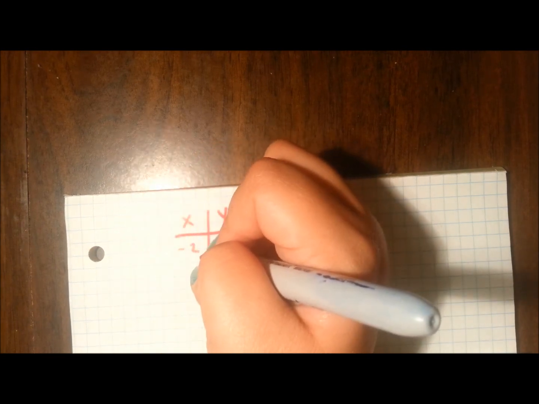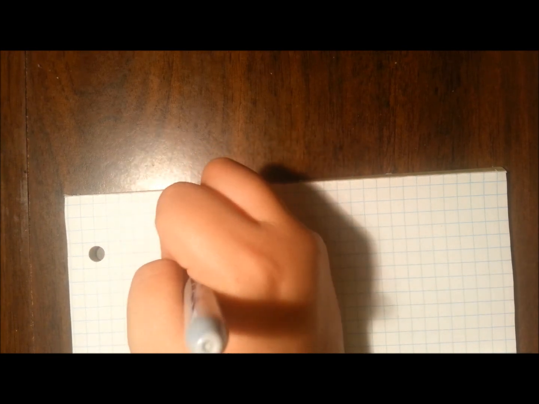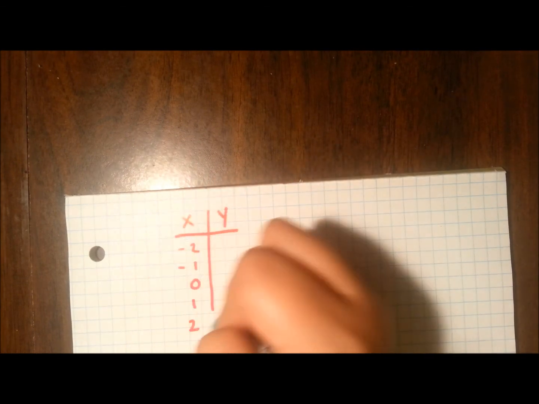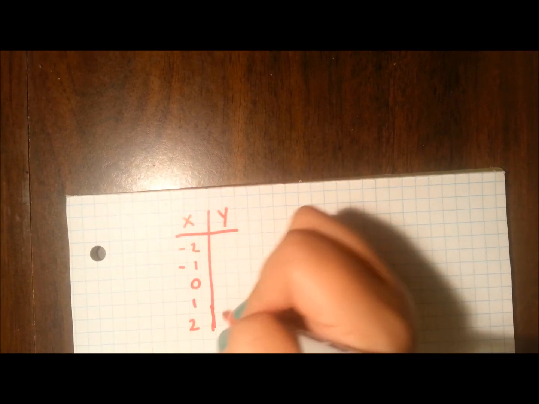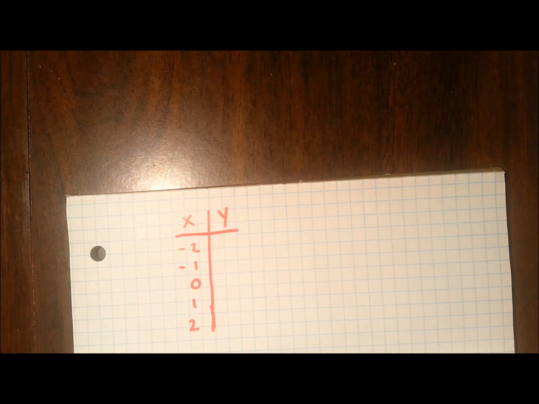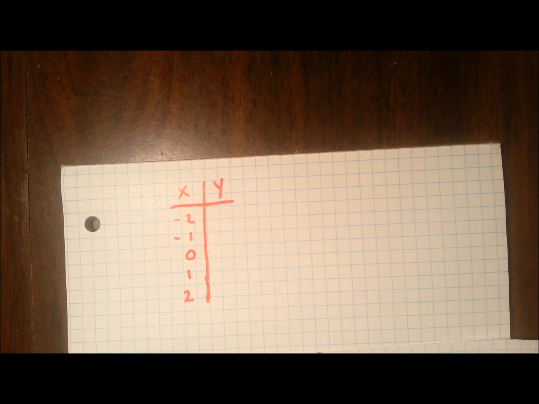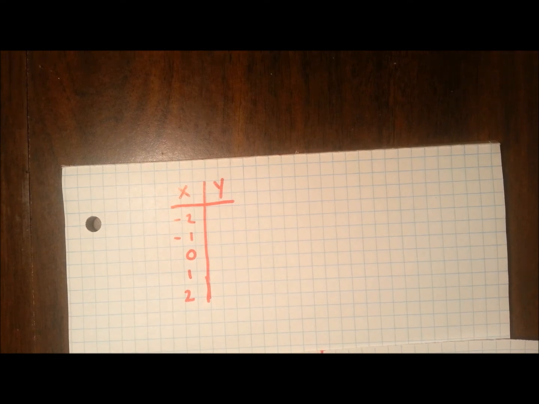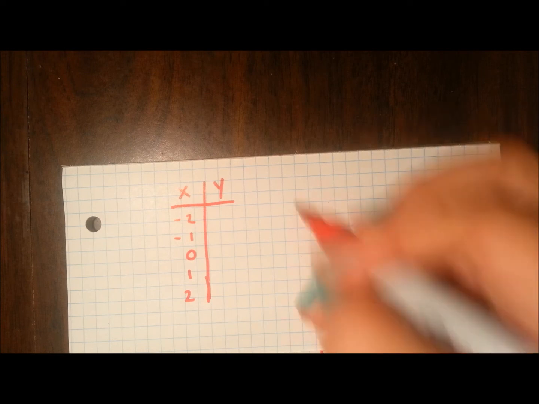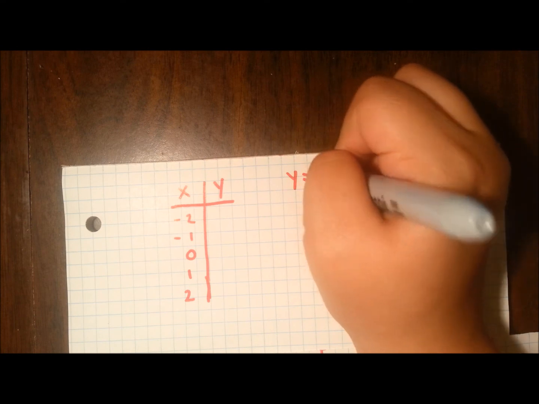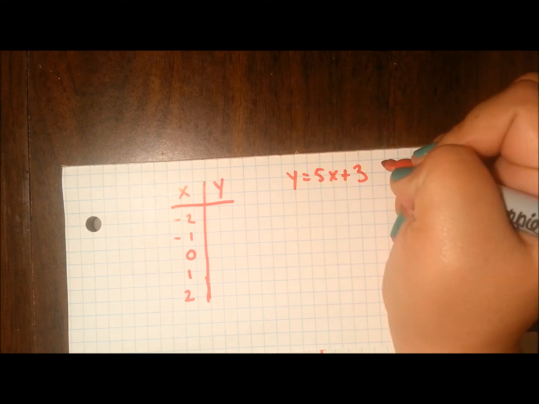But for this problem, I am going to use -2, -1, 0, 1, and 2. Like I said, you only have to use two X values, but the more you use, the more accurate your graph is going to be. And our equation is y equals 5x plus 3.